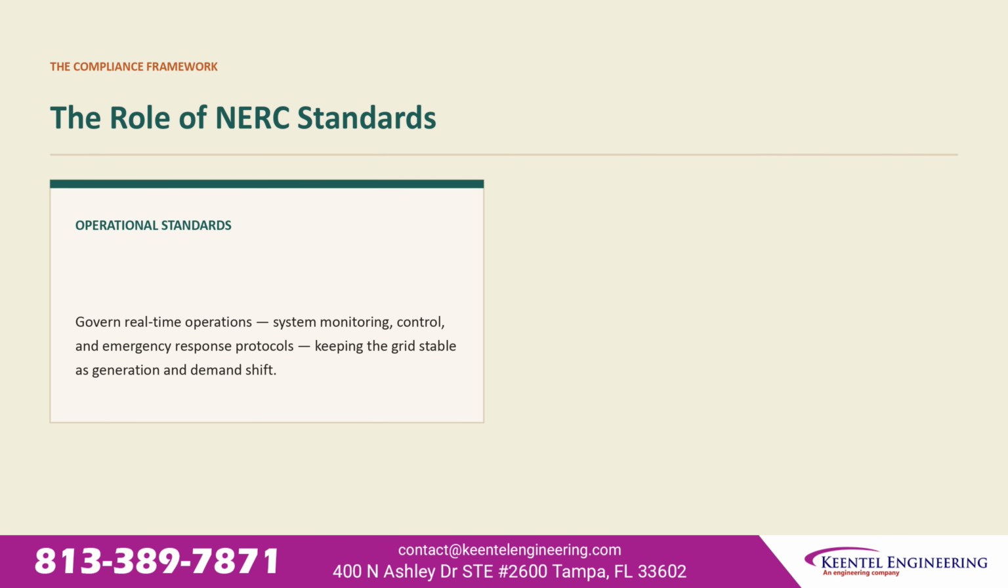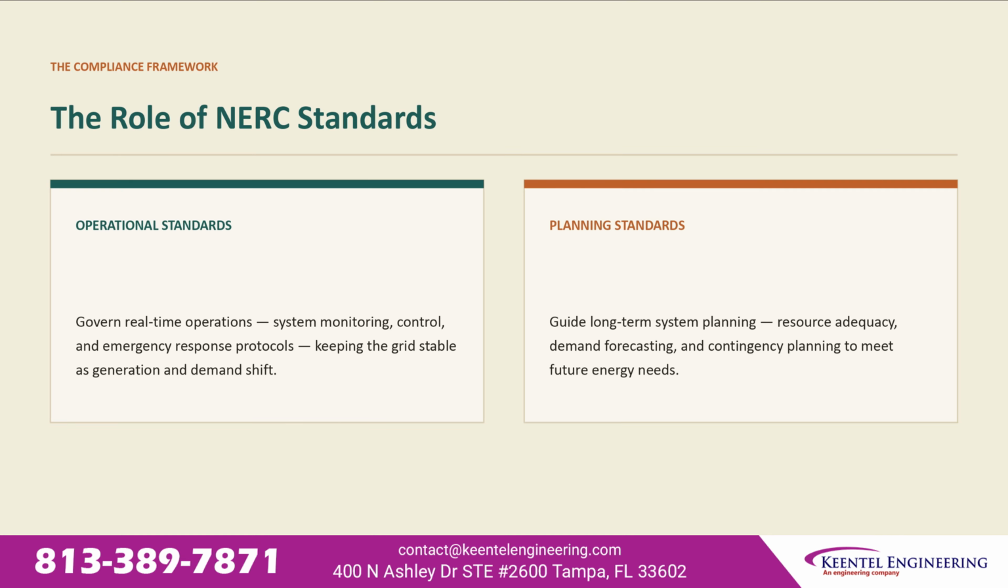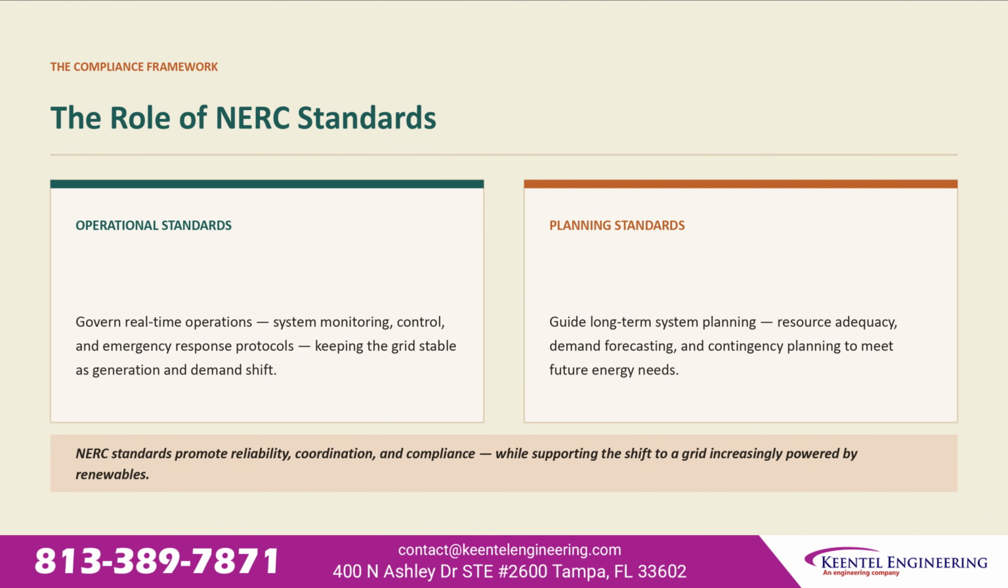NERC standards fall into 2 categories. Operational standards govern real-time operations, system monitoring, control, and emergency response protocols, keeping the grid stable as generation and demand shift minute to minute. Planning standards guide long-term system planning, resource adequacy, demand forecasting, and contingency planning to meet future energy needs before they become urgent problems. Together, NERC standards promote reliability, coordination, and compliance while actively supporting the shift to a grid increasingly powered by renewables rather than working against it.